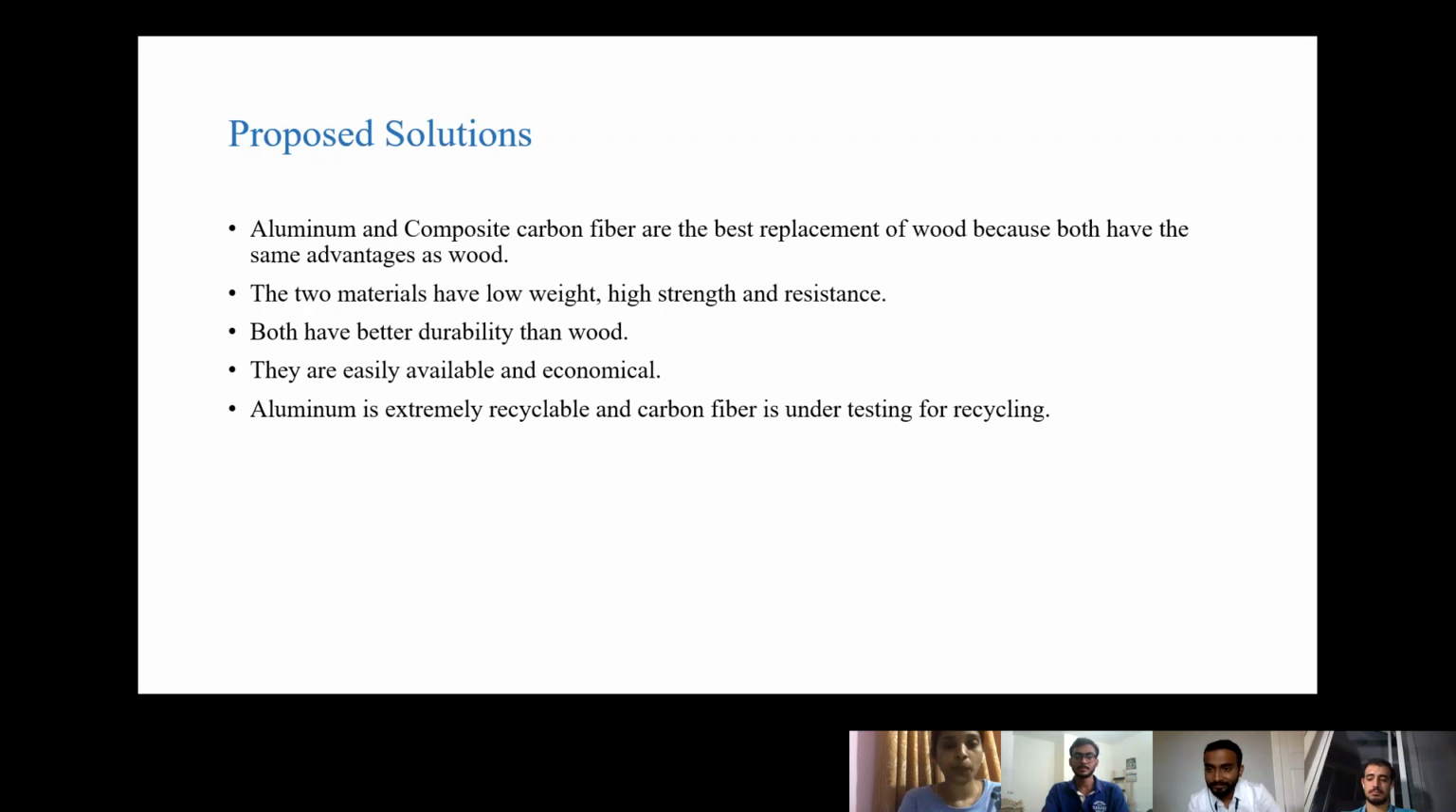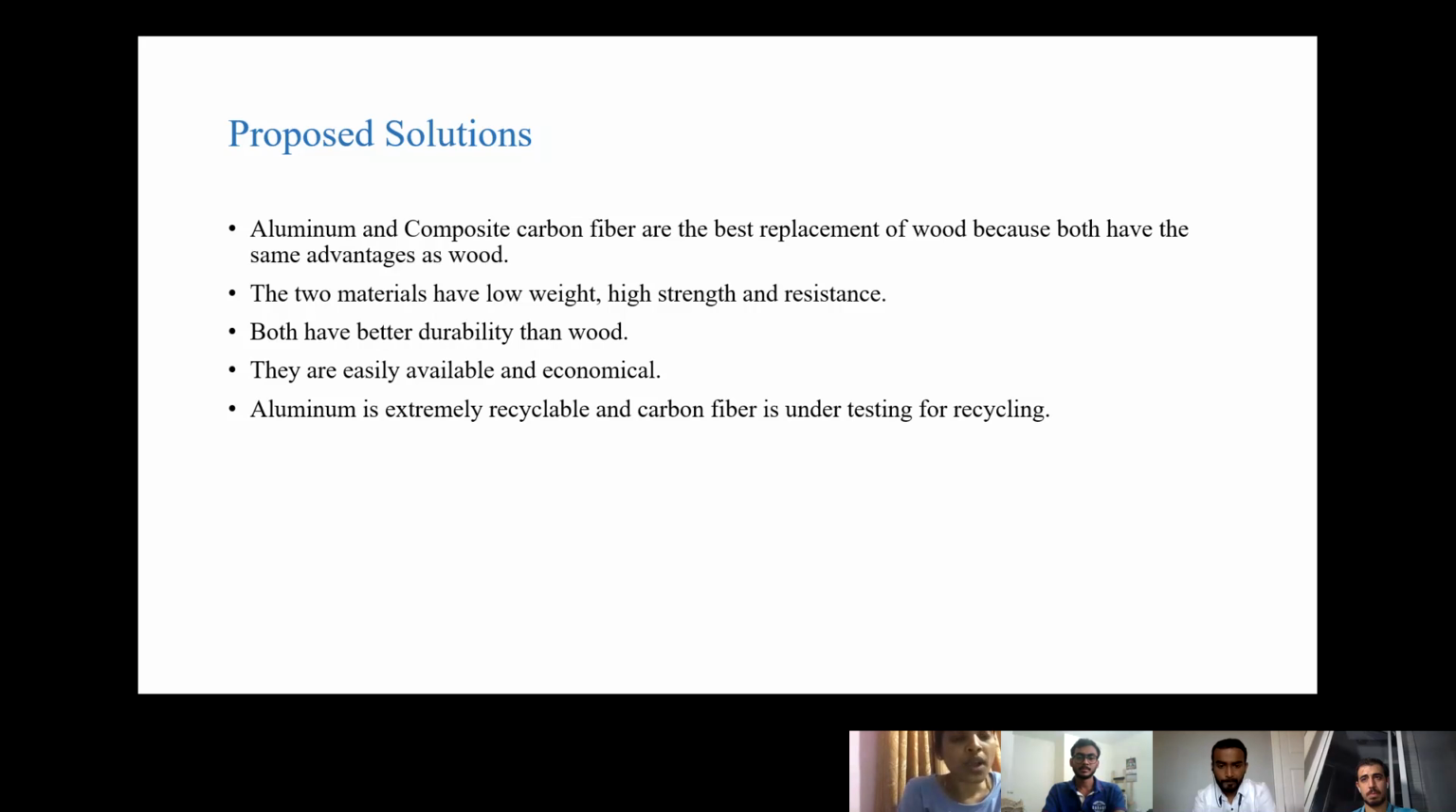Thank you so much. Thank you, Ritik. I'm Ramya. The proposed solutions that we came up with are aluminium and composite carbon fiber. They have the same advantages as wood. They are light in weight. They have high resistance and strength. Also, they have better durability than wood. These materials are easily accessible and also affordable. Aluminium is highly recyclable, and composite carbon fiber is still under testing for recycling.